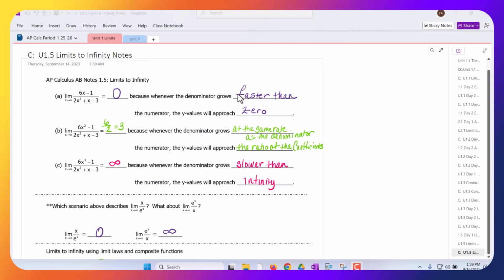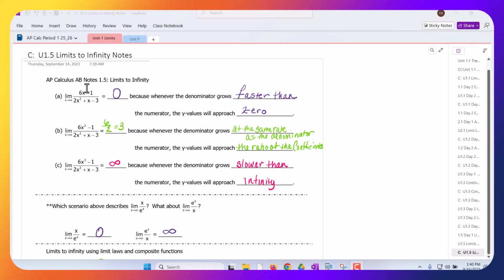Right, our learning target for today is: I can evaluate a limit to infinity, but we're going to amp it up a little bit. But we'll start referring back to what we've already spoken about. We have three cases. One, where the limit is going to be 0, because as we are looking at the end behavior, the denominator grows faster than the numerator. And those y values approach 0 when that happens.